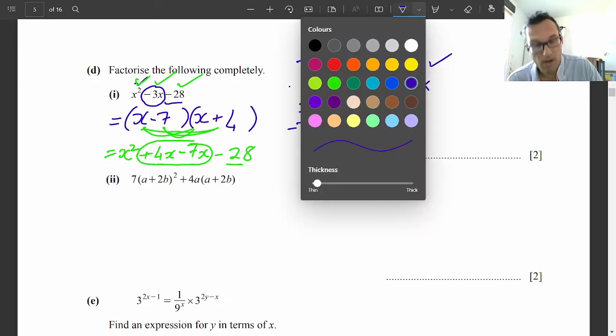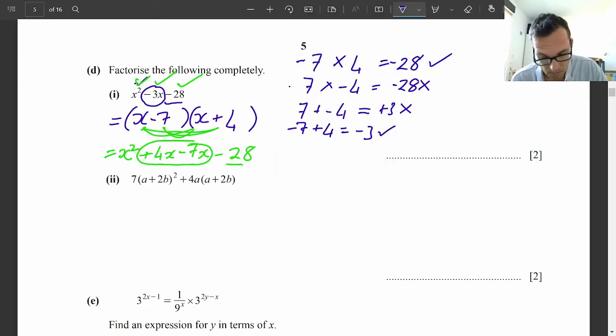So we know we have the right answer. Just need to put that in there. So it's x minus 7, x plus 4, and those brackets can be in any order.